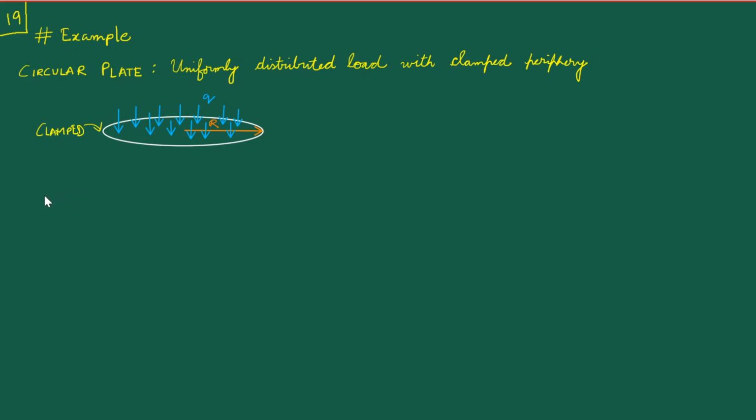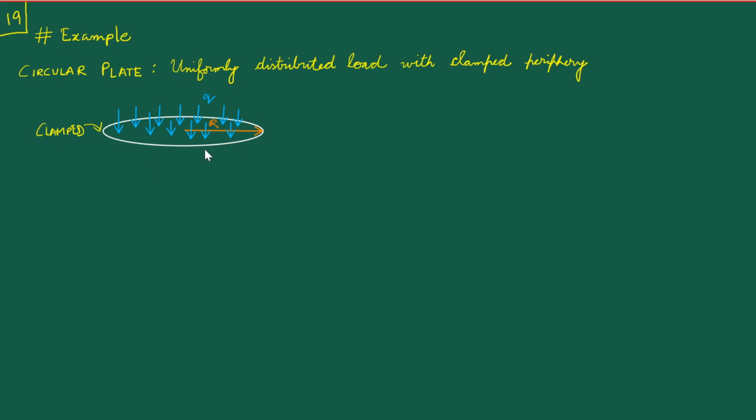So the example that we'll be taking up is this rather simple looking geometry where we'll be considering a circular plate which is subjected to a uniformly distributed load represented by this Q here, and which has a clamped boundary all around. It's a clamped periphery.